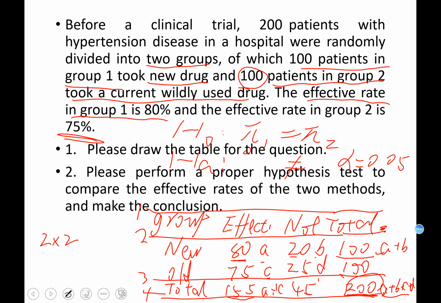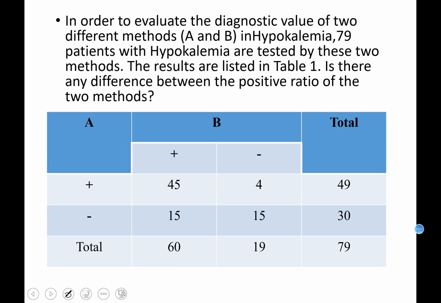Okay, so here, this is the answer to the first example. And this is the chi-square test for a 2 times 2 contingency table. Okay. Next one, the second example. You can read it by yourself.